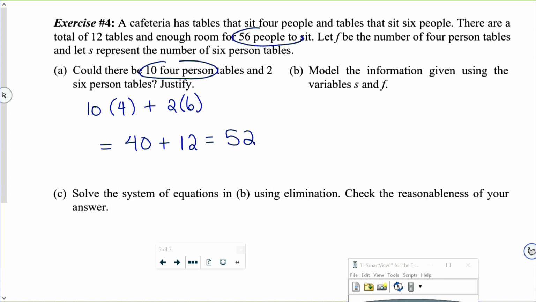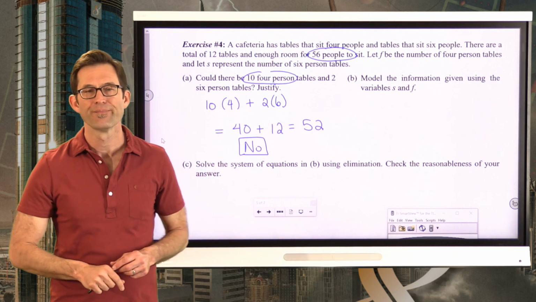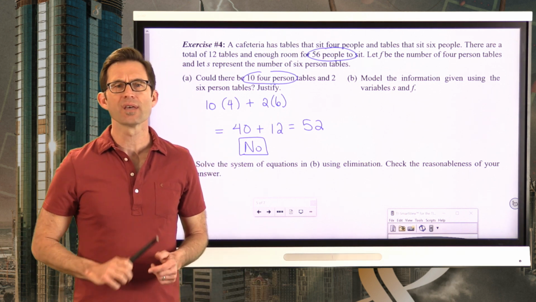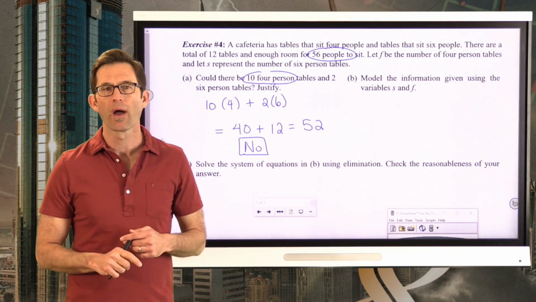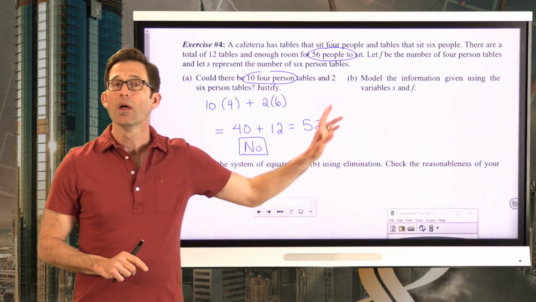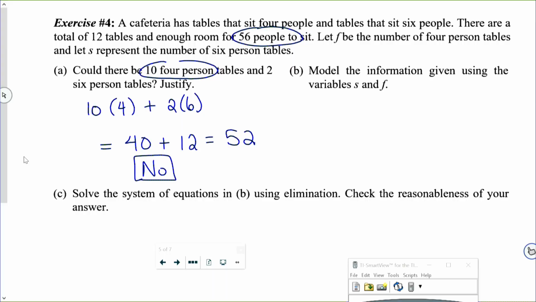But they tell me I have enough for 56 people. So no, that is not correct. So we need to set up a system to try to model what they've given us so we can solve it and figure out how many of each table we have. So let's take a look at letter B. Model the information given using the variables S and F.